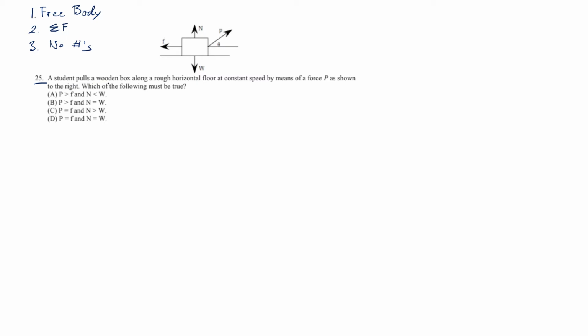A student pulls a wooden box along a rough horizontal floor, rough meaning there's friction, at a constant speed. Constant speed means that the net force is equal to zero, right? There's no net force, no acceleration. By means of a force P, as shown to the right, which of the following must be true?